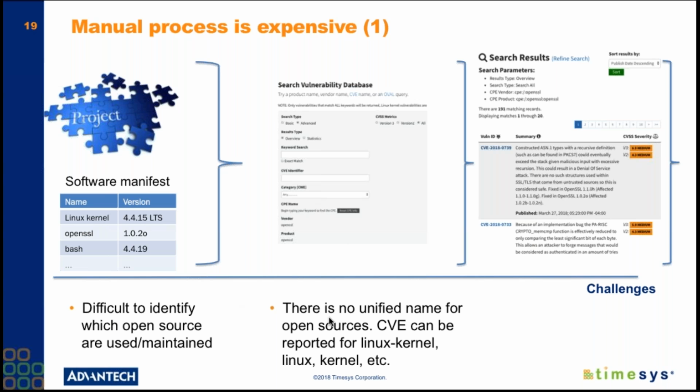That's one of the challenges. Another one is there is no unified approach to how the vulnerabilities are reported. So one engineer can report a vulnerability against the Linux kernel tag. Another engineer can report it against just a kernel tag, right? And we would be interested in both. So that's one of the challenges. Did I find all the known vulnerabilities that can affect me?